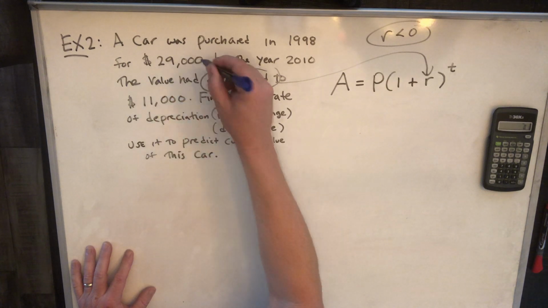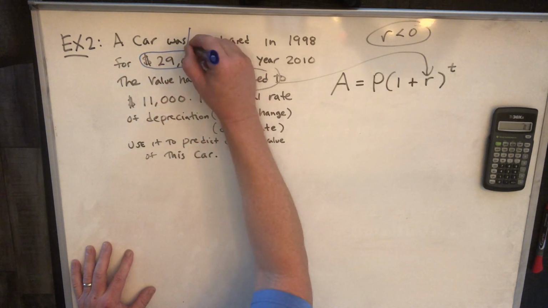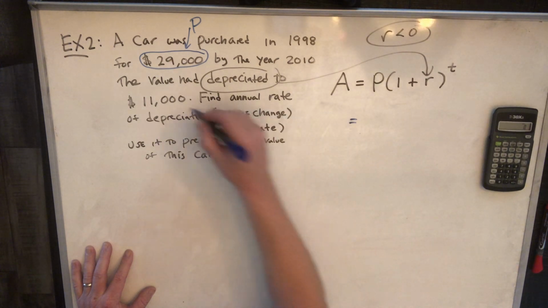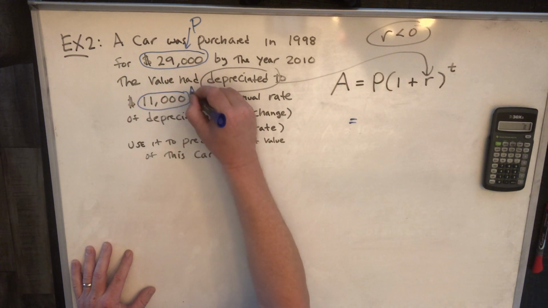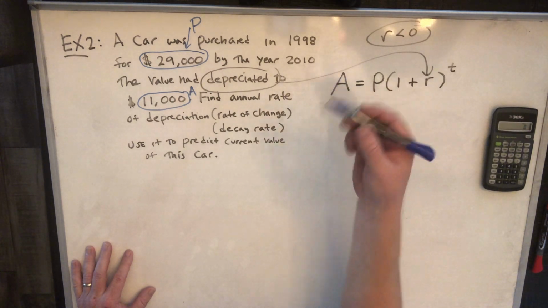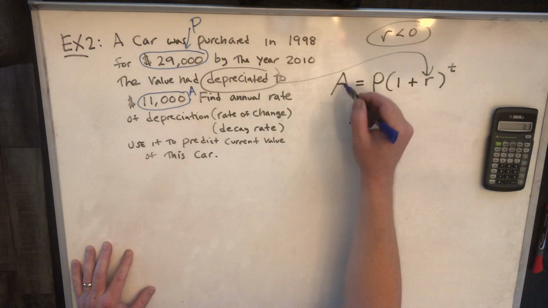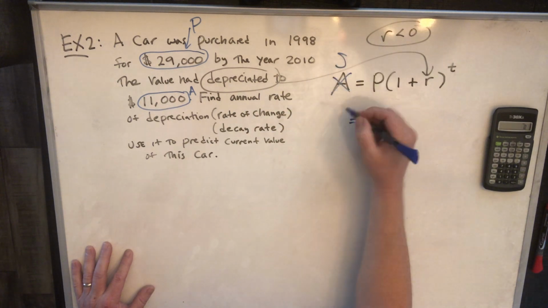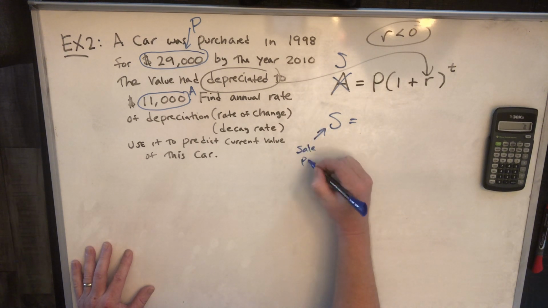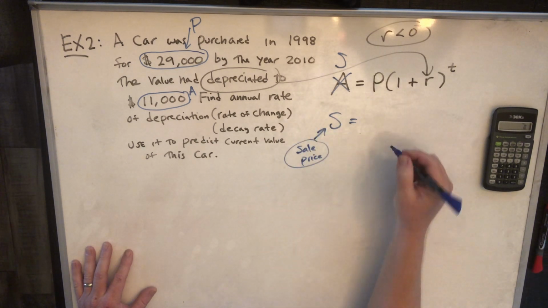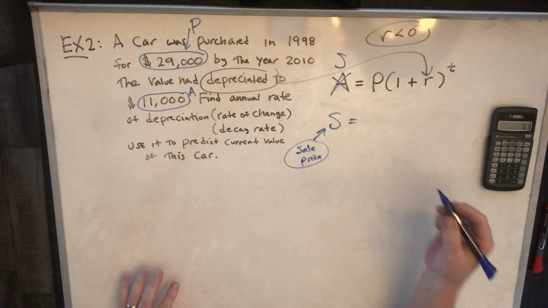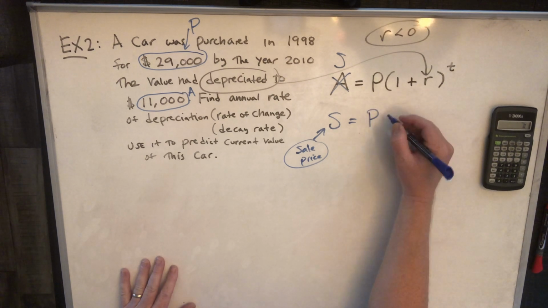So keep in mind the principal is the P. That's how much we originally purchased the car for. The A is the, sometimes we use the letter S for the sale price, how much you could sell the car for. I don't particularly care. I like to use A, but you might see the letter S in some other examples.